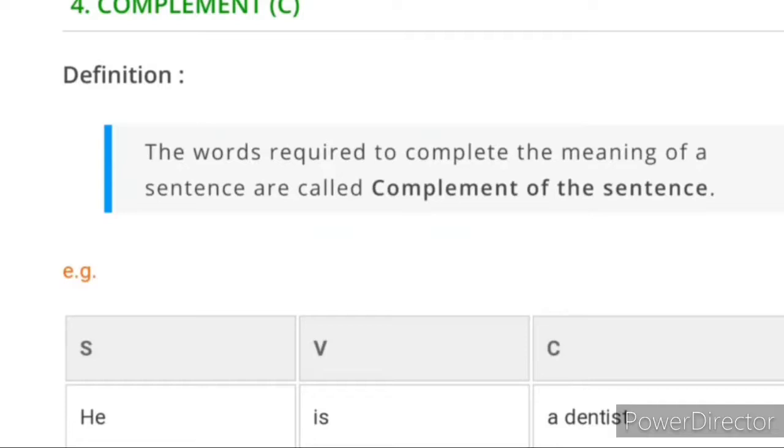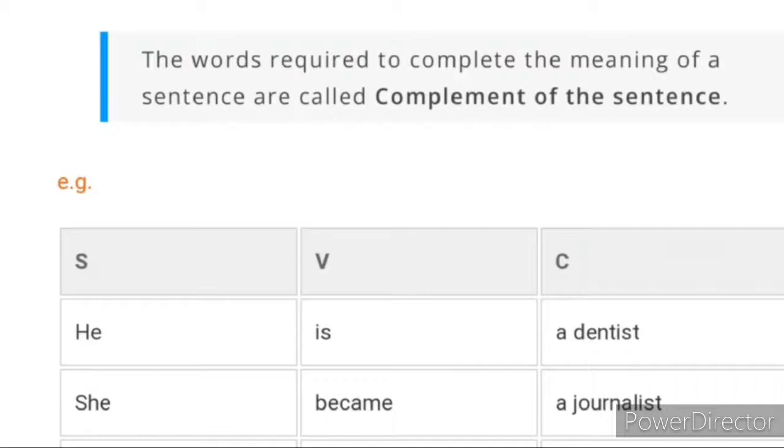Next is the complement. Complement is very important. We'll see what a complement is. The words required to complete the meaning of the sentence are called the complement of the sentence. Once again I'll read, children. The words required to complete the meaning of a sentence are called the complement of the sentence. If you want the complete meaning of the sentence, a complement is required there.